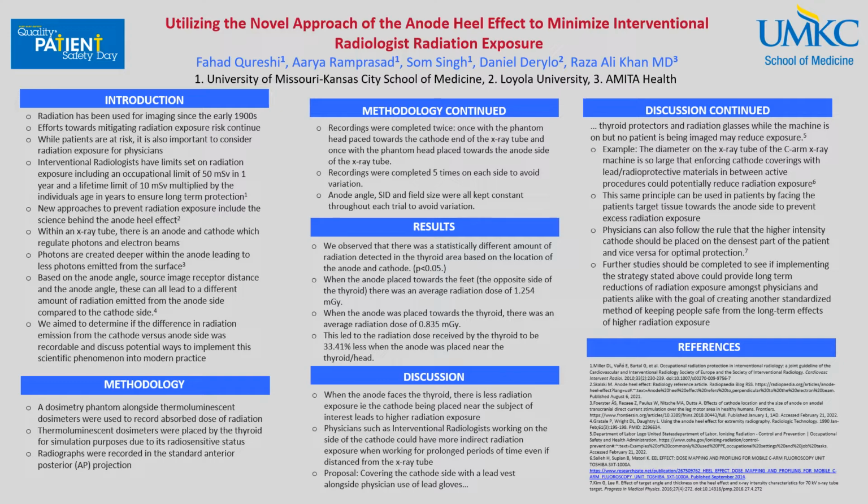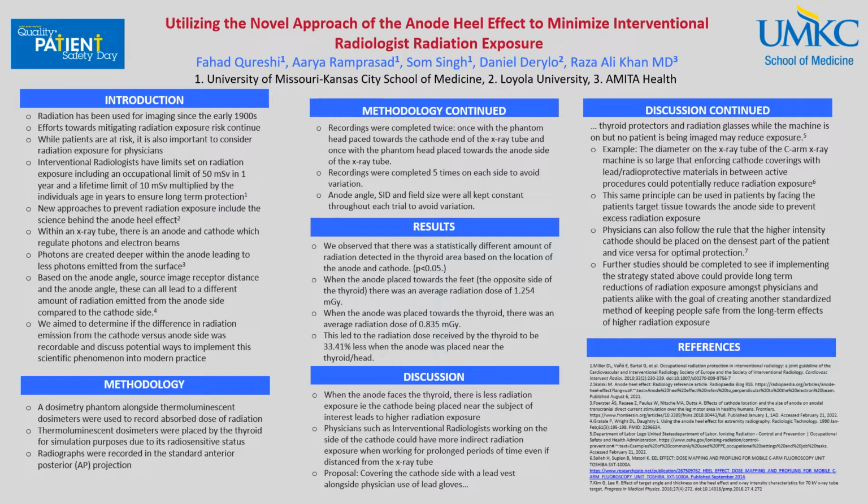For our results, we observed that there was a statistically different amount of radiation detected in the thyroid area based on the location of the anode and the cathode. With the anode placed towards the feet, or the opposite side of the thyroid, there was an average radiation dose of 1.254 mGy. While with the anode placed towards the thyroid, there was an average radiation dose of 0.835 mGy.